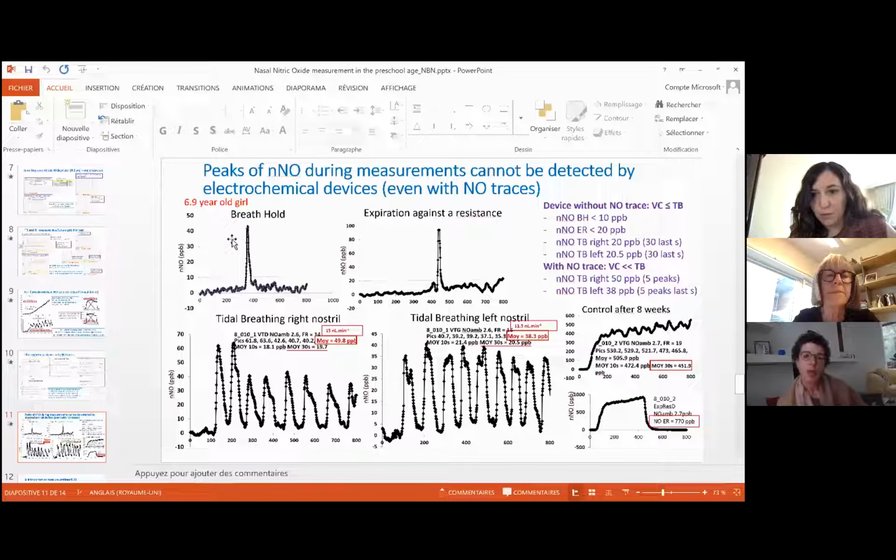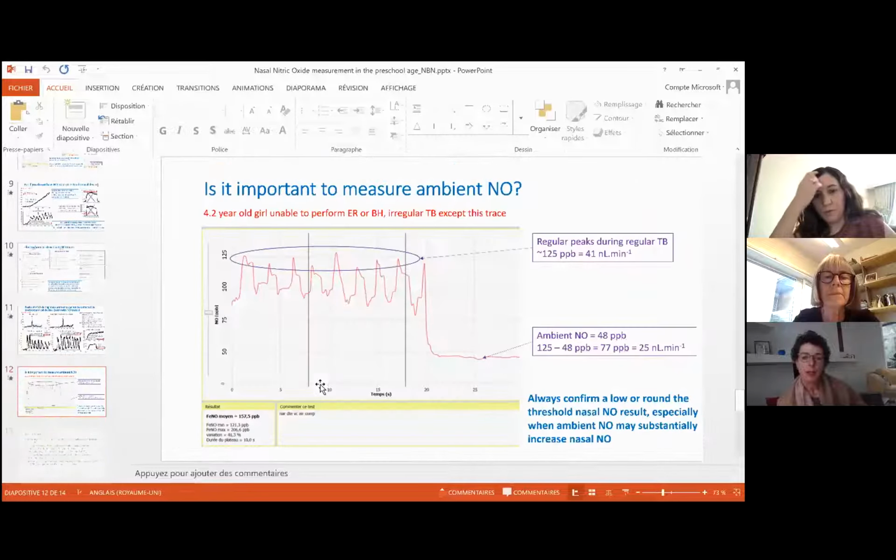So again, when the result is low in a preschooler, perform the tidal breathing method, and then you will discuss the results.